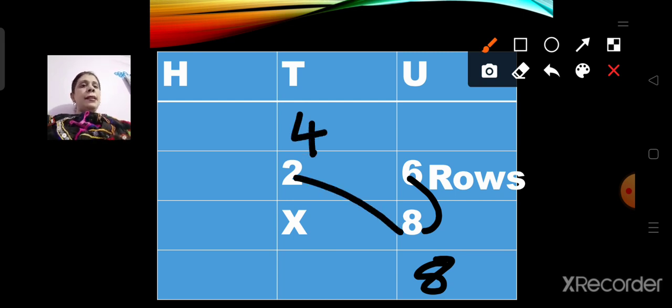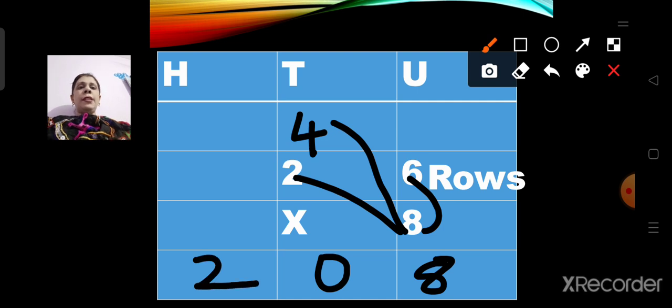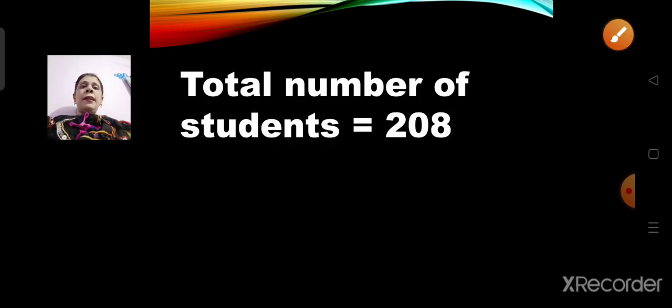2 8s is 16. To that 16 I will add this 4. So 17, 18, 19, 20. So I will write 0 in tens place and 2 in hundreds place. So when I multiply 26 into 8, I get my answer 208. Now I will write the answer, that is total number of students are equal to 208.